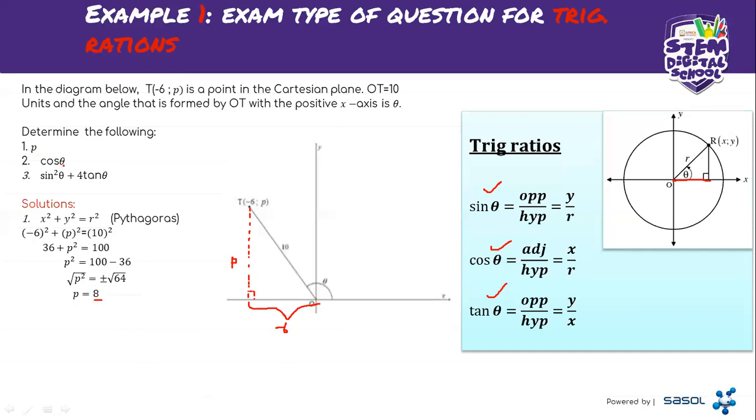Now determine cos theta. We know that cos theta equals x over r. What is the value of x? It is -6. What is the value of r? It is 10. When you simplify it, it gives us -3 over 5. Then sine squared theta plus 4 tan theta. We know sine is y over r, tan is y over x. Then you just substitute the values there. You press your calculator, and the value is -4,693. So that is the value of sine squared theta plus 4 tan theta.